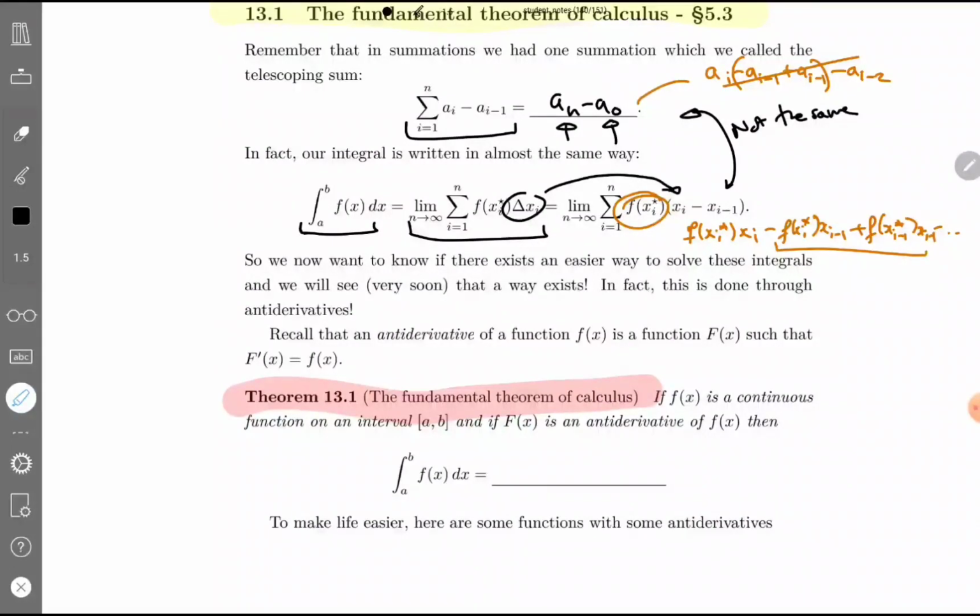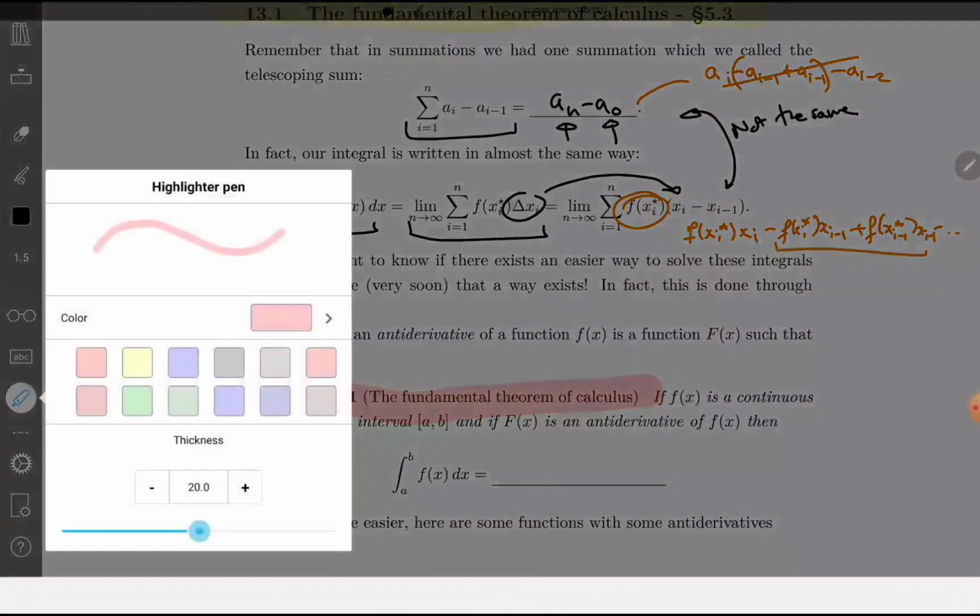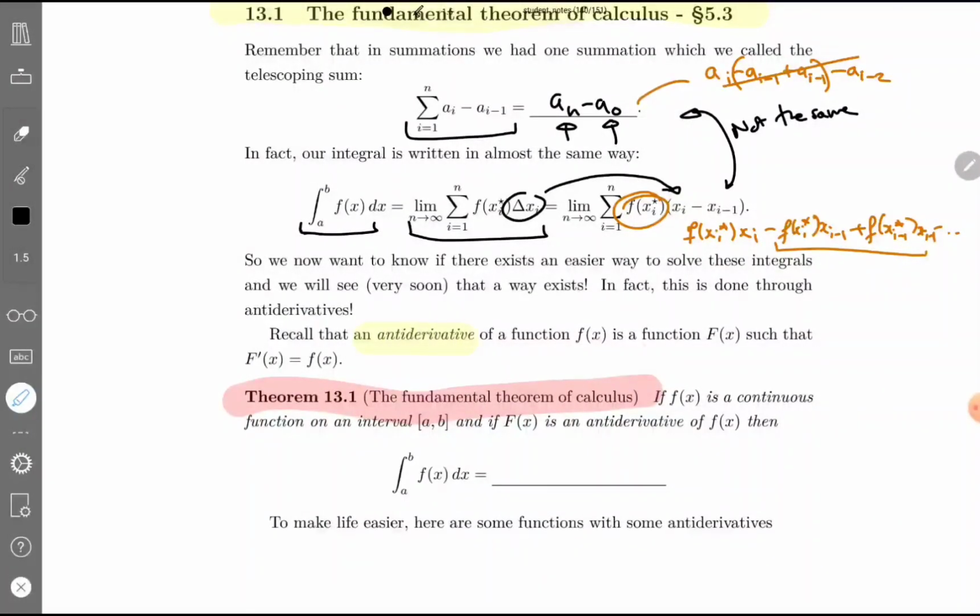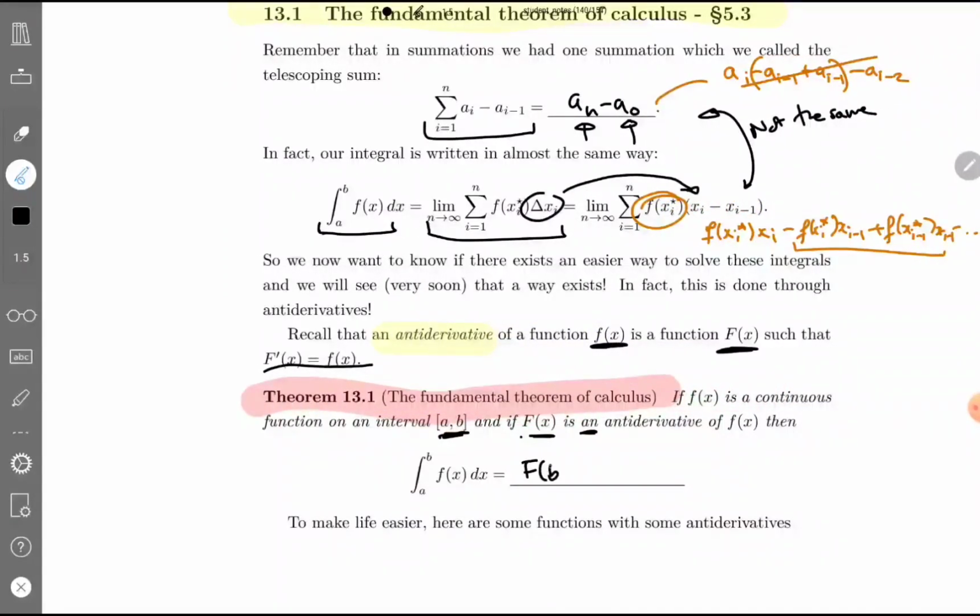Before I actually state this, what we're going to first recall is what an antiderivative is. So if we start off with some function f, then the antiderivative is any function F of x whose derivative is equal to f of x. And we're going to use this for the fundamental theorem. Basically it's saying that if f is a continuous function on some closed interval [a, b], and if big F is an antiderivative of f of x, then the integral is nothing more than F of b minus F of a. That's it. This is the fundamental theorem of calculus.